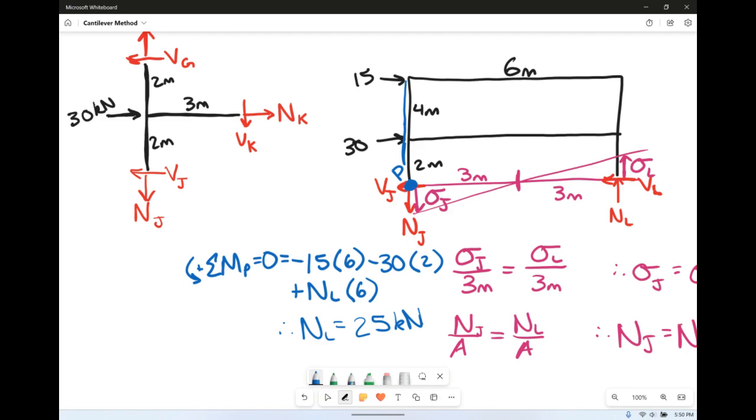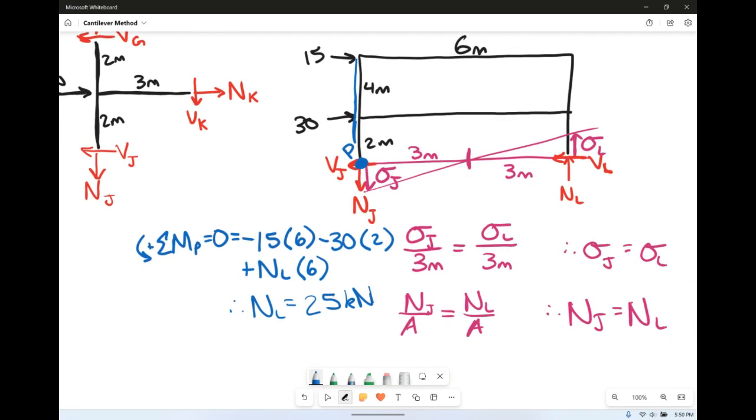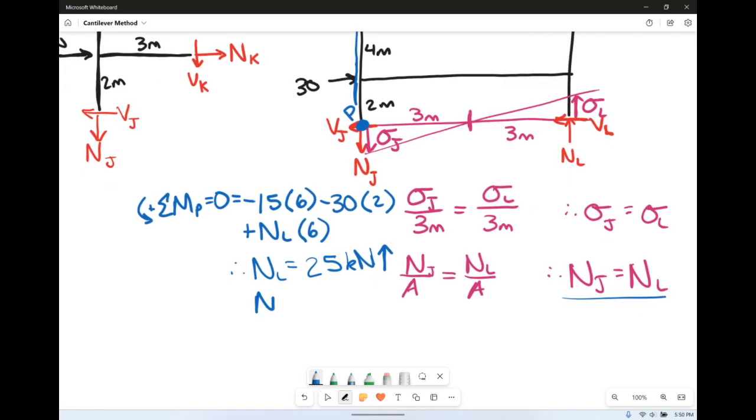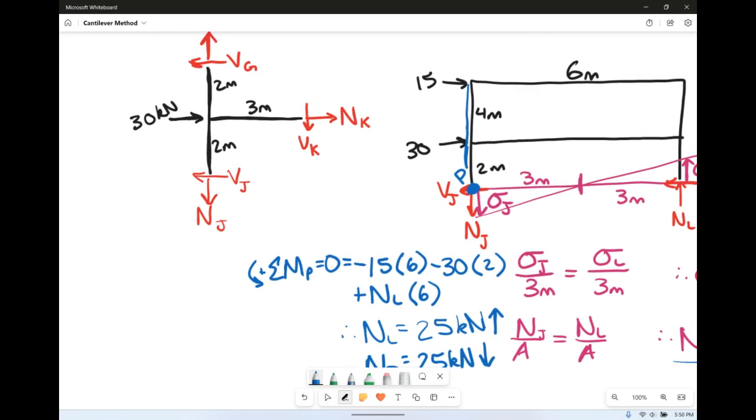And of course, if the normal force at L is equal to 25 kilonewtons, then the normal force at J is also 25 kilonewtons. So normal force L is going up, and normal force J of 25 kilonewtons is going down, as per our diagram that we have drawn. So moving back over here, this is 25 kilonewtons.